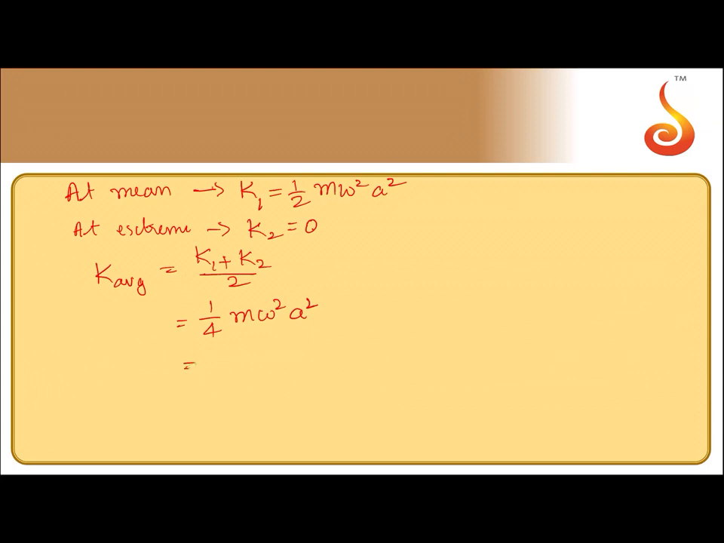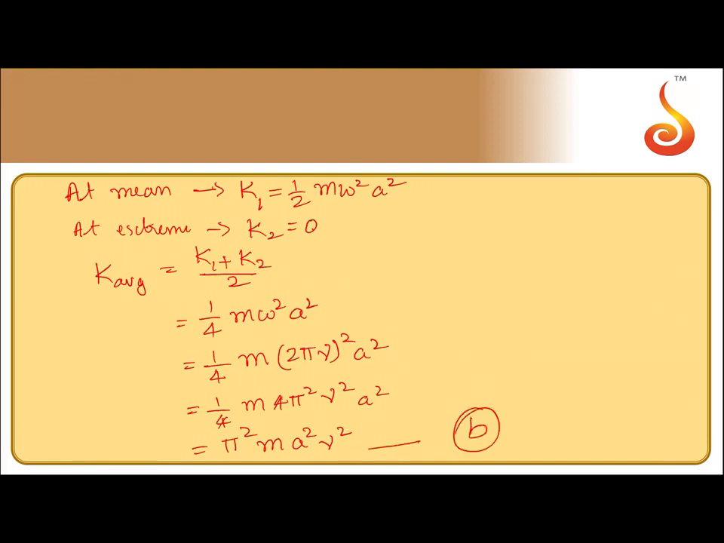Let us substitute for omega. Omega is what? 2 pi f or 2 pi nu. They have given frequency as nu here. So m into 2 pi nu whole square a square. So this will become 1 by 4 m 4 pi square nu square a square. So 4 get cancelled. You will get pi square m a square into nu square. So that must be option B.